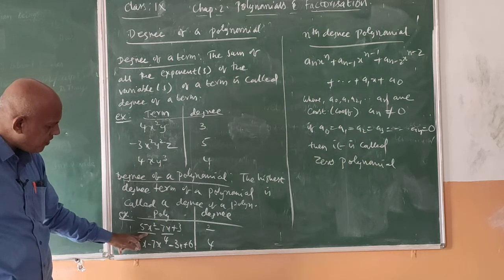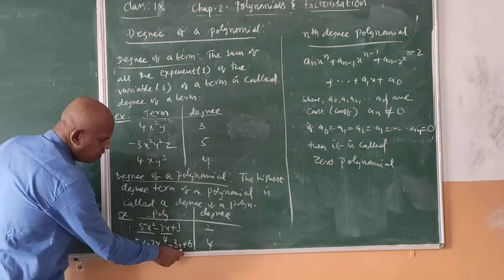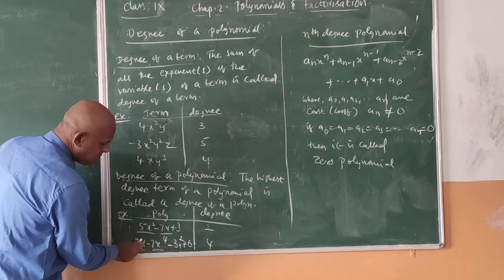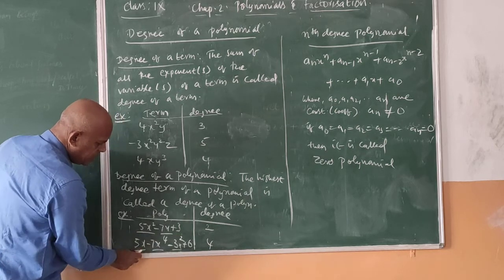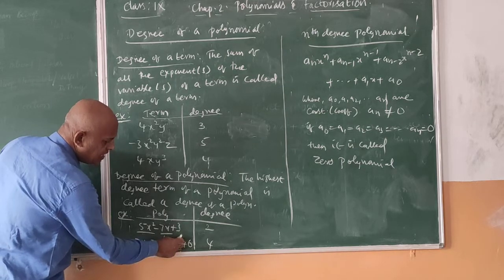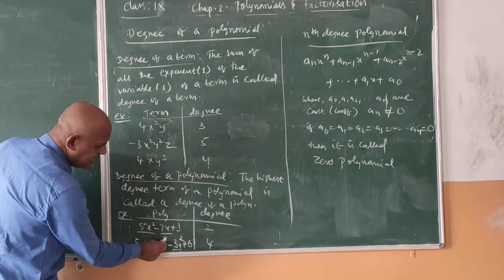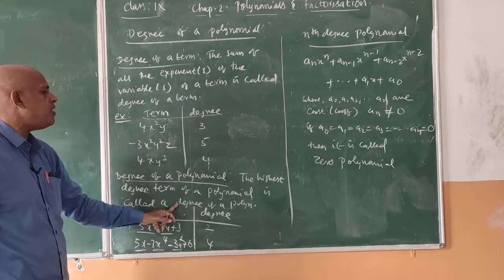Here this term degree is what? X power 1 is 1. This degree is what? 1. This degree is what? 4. Here 2 will be written, already x came here. This degree is what? 2. This degree, here no variable, so 0. Degree 1. This term degree is 1. This term degree is 4. This term degree is 2. This term degree is 0. Highest degree term is 4. So overall the degree of this polynomial is what? 4.